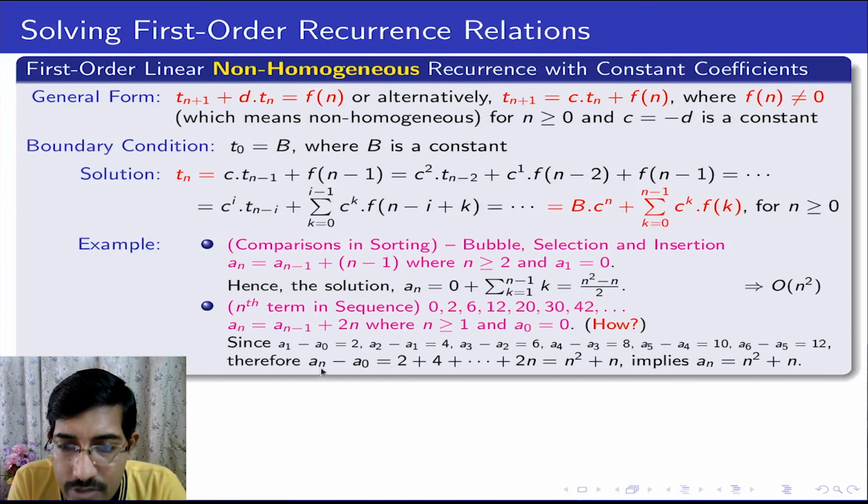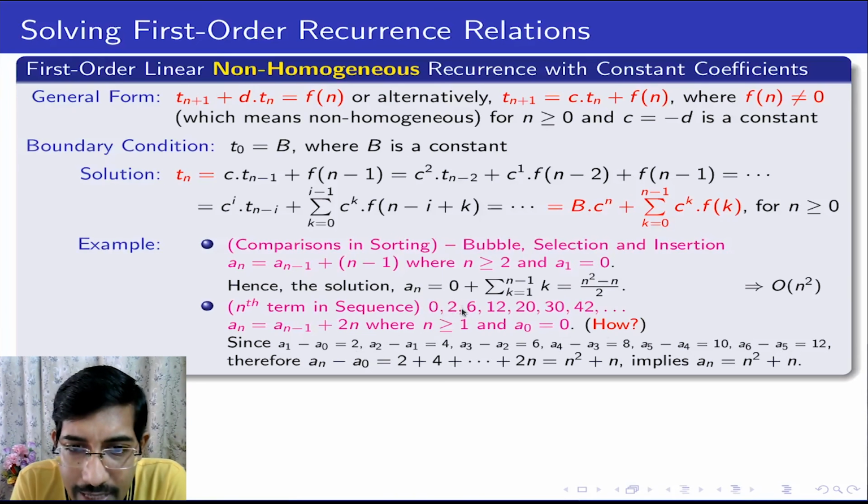So you can see that it is 2, 4, 6, 8, 10, 12. So an minus a0, if I try to compute, it is nothing but 2 plus 4 plus this, because a6 minus a0 is the sum of all of this, because a5 will cancel out, a4 will cancel out, and so on. So here the recurrence is that the nth term is the n minus 1th term plus 2 into n.